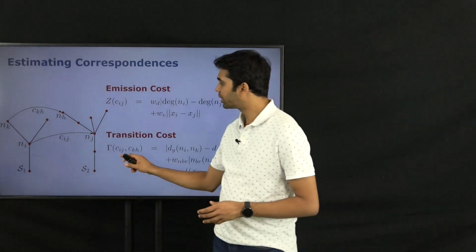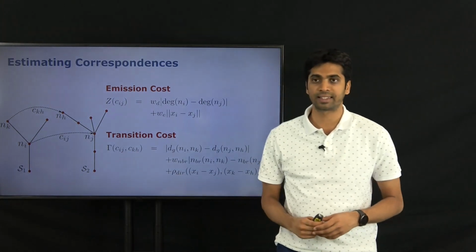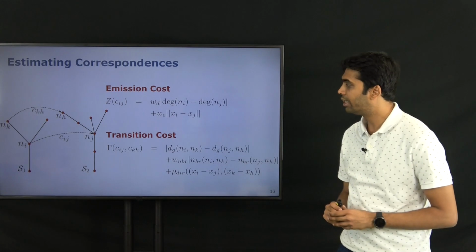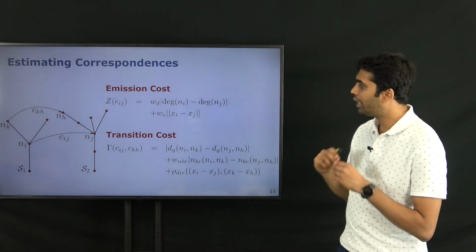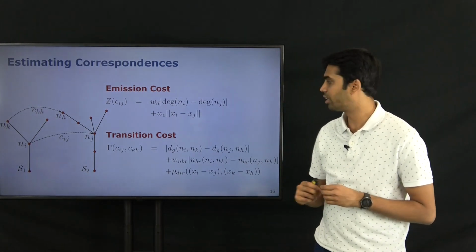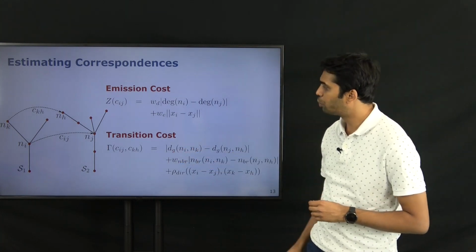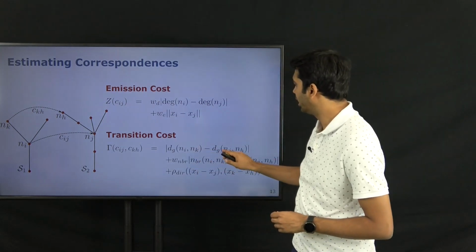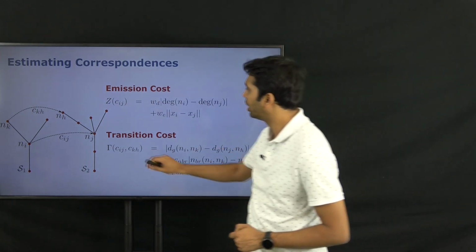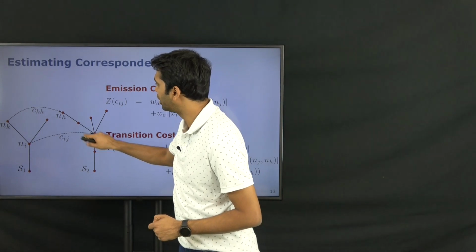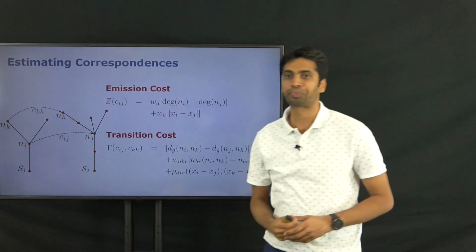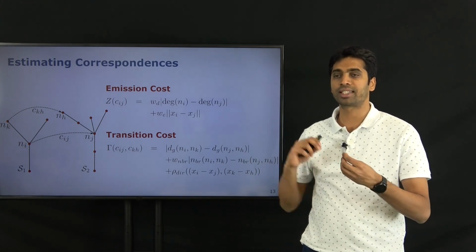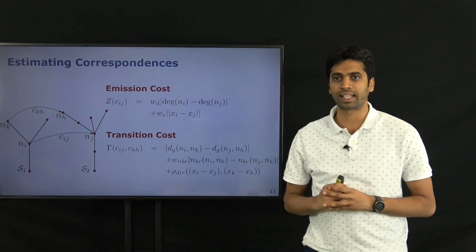Next, we define the transition cost. Here the transition cost is defined for a pair of correspondences Cij and Ckh. The first term of this transition cost is the distance between these nodes along the skeleton. So in this case, this is the distance between the node Ni and Nk along the skeleton, whereas the dg of Nij corresponds to the distance between the node Nj and Nh along the skeleton here. So what we want is to have correspondences which are similarly distributed along the skeleton.